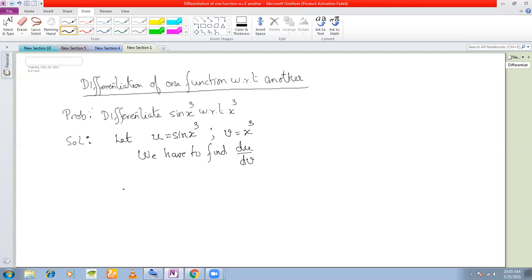Okay, so now we start with the first one. We have u equal to sin x cube. Now see that u is a function of x, so you can find du/dx. du/dx is what? cos x cube, because first you differentiate sine and then you differentiate what is inside the sine, that is x cube. So you get 3x square cos x cube as du/dx.